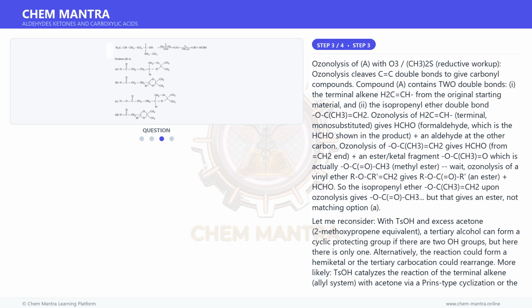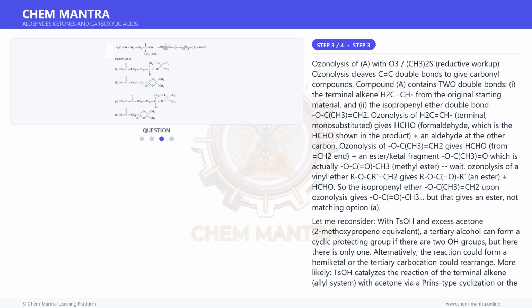Moving on to the next step. Ozonolysis of A with O3, (CH3)2S, reductive workup. Ozonolysis cleaves C=C double bonds to give carbonyl compounds. Compound A contains two double bonds: one, the terminal alkene H2C=CH from the original starting material, and two, the isopropenyl ether double bond OC(CH3)=CH2.